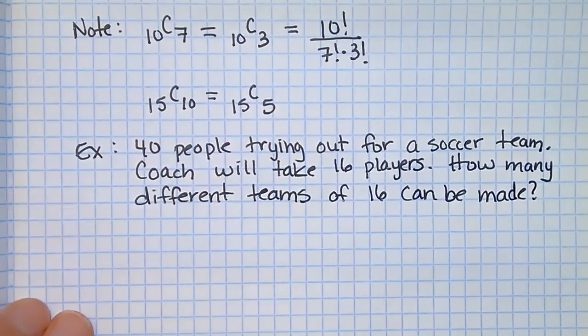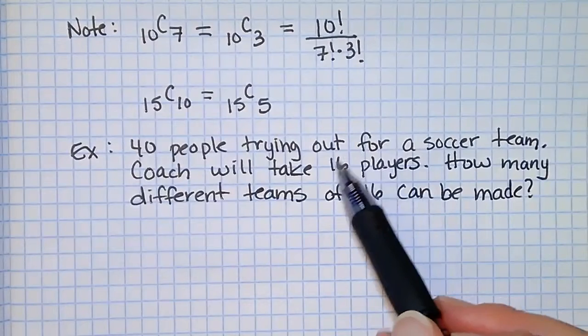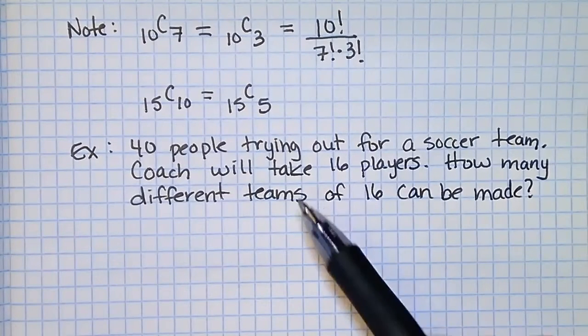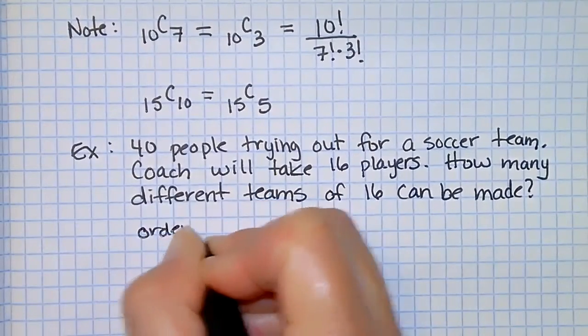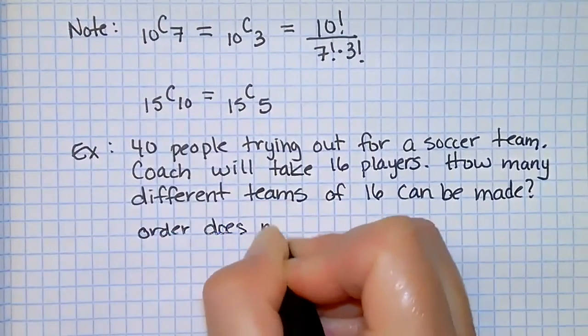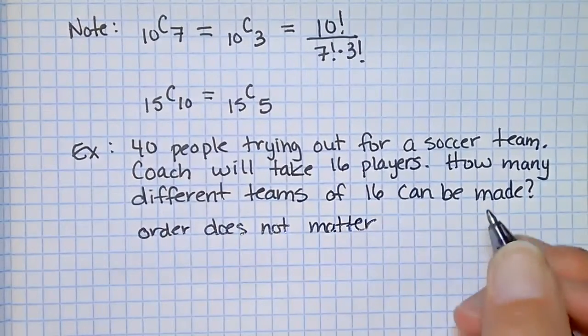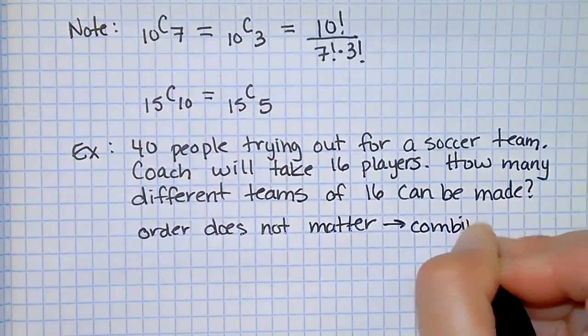Okay, so in this case, order does not matter. I'm not trying to place these 16 players on the field. I'm just trying to get a group of 16 for the team. So order does not matter. Okay, so since order does not matter, it's going to be a combination.